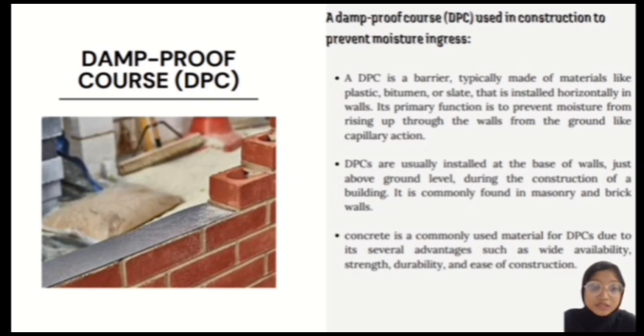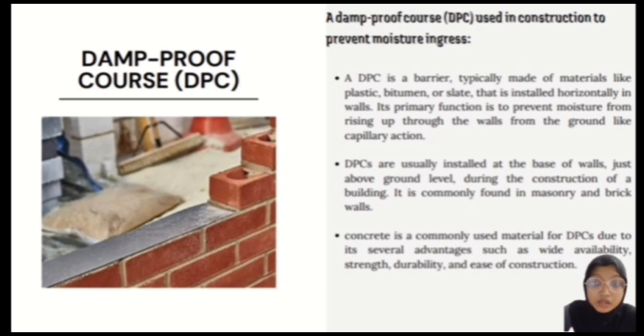Secondly, damp-proof course DPC. A DPC is a barrier typically made of material like plastic, bitumen, or slate that is installed horizontally in walls. Its primary function is to prevent moisture from rising up, usually installed at the base of walls, just above ground level during the construction of a building. It is commonly found in masonry and brick walls.